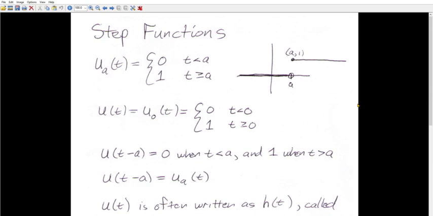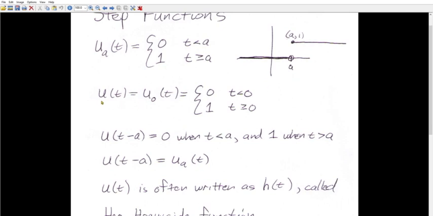Today we are going to discuss step functions, how you can use step functions to build piecewise continuous functions, and how those functions transform and back transform. So let's start out by remembering that u_a(t) is a function that's 0 when t is less than a and is 1 when t is greater than or equal to a. Here's what the graph looks like. You can see that there's a jump discontinuity when t equals a.